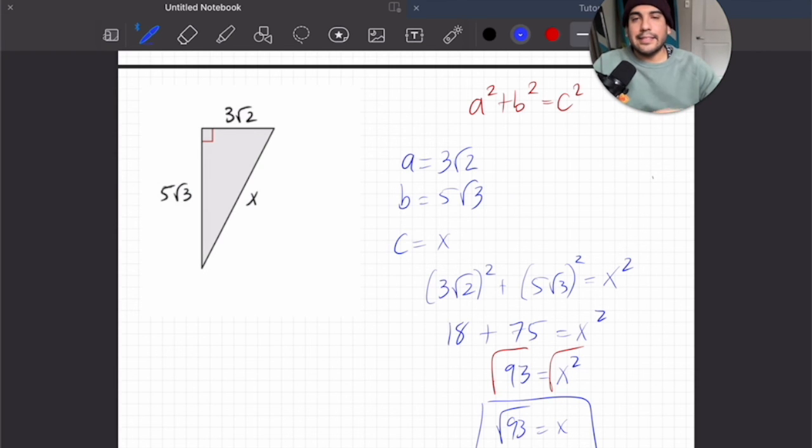And that's it. That's exactly how you're going to solve every single problem where you have a right triangle and you need to find one of the missing sides. The Pythagorean theorem is so useful, and I think you're ready to solve some of your problems. I hope that you learned how to use the Pythagorean theorem, and I hope you're ready to conquer some of your other problems in your homework.